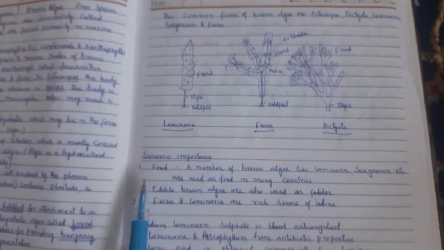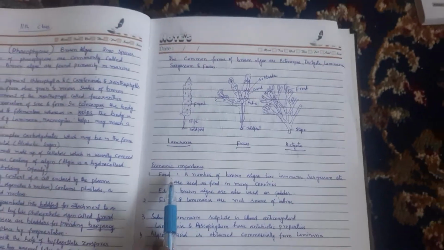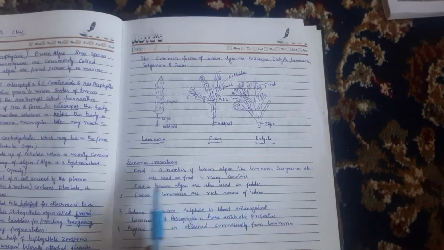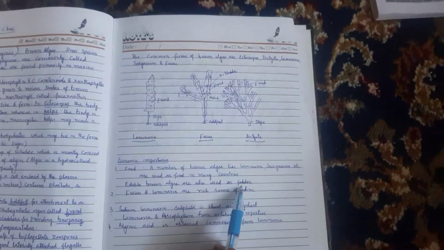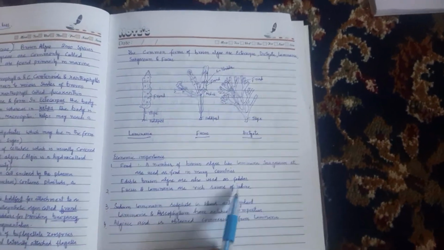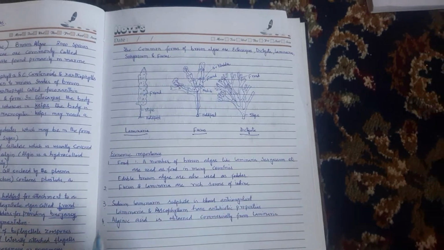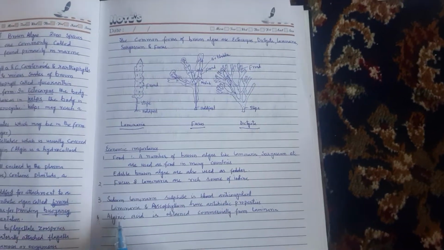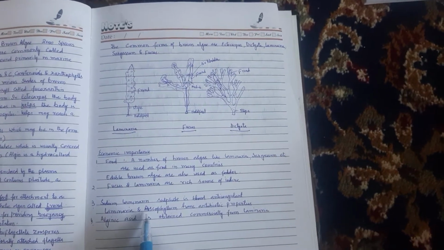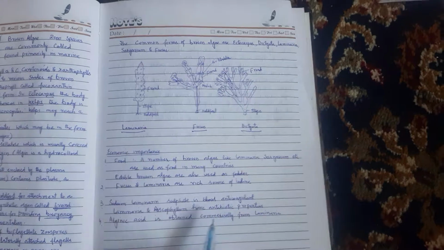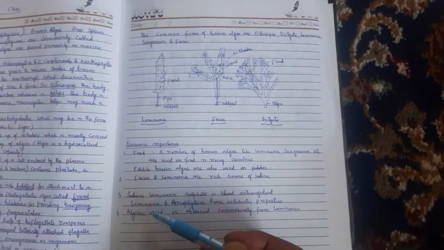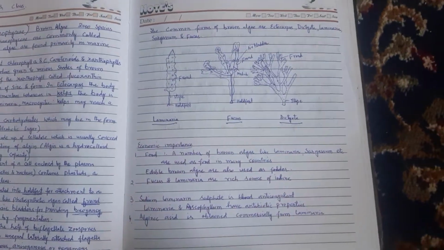Now, so far as their economic importance is concerned, brown algae are used as food. A number of brown algae like Laminaria, Sargassum, etc. are used as food in many countries. Edible brown algae are also used as fodder. Fucus and Laminaria are a rich source of iodine. Sodium laminaria sulfate is an anticoagulant, a blood anticoagulant. Laminaria and Ascophyllum have antibiotic properties also. Alginic acid is obtained commercially from Laminaria. These are some of the economic importance of brown algae.